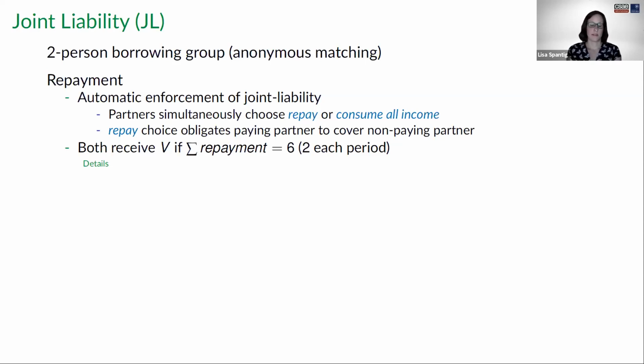The bank does not really care whether you actually choose to repay or whether your partner chose to repay. The bank just cares about the total repayment. So if the total repayment is equal to 6, then both clients will receive the continuation value.